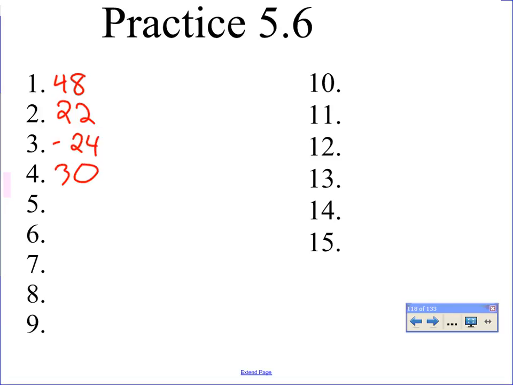Camille, number 5. Good, negative 24. Number 6, Evan. Good. Alexis, number 7. Good, or 4 7s, whatever you guys prefer. That's fine. Number 8, Joseph.